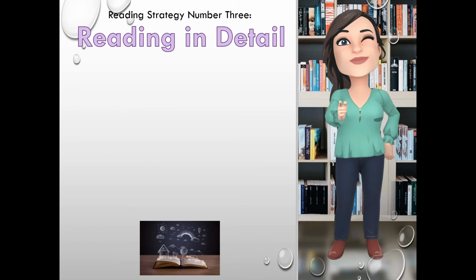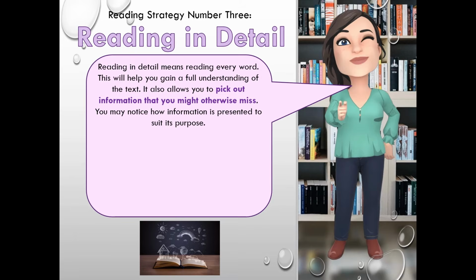Okay, so the final reading strategy, number 3, is reading in detail. Now, this is what it says on the tin. Reading in detail means reading every word, which will help you get a full understanding of the text. It also allows you to pick out information that you might miss when you're skimming or scanning, and you may also notice how information is presented to suit its purpose. Check out my video on purpose of text in order to look at this in more detail.